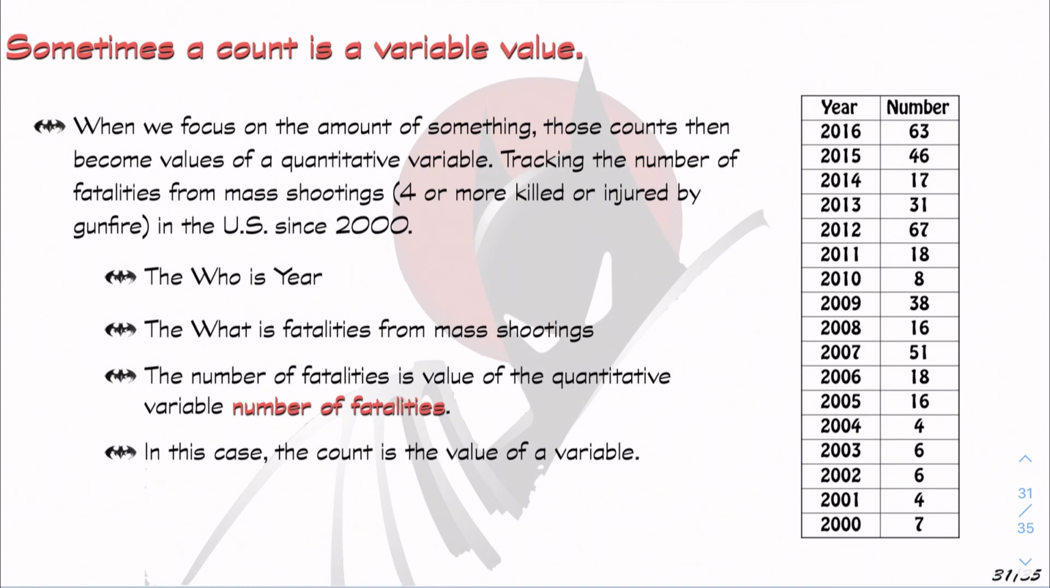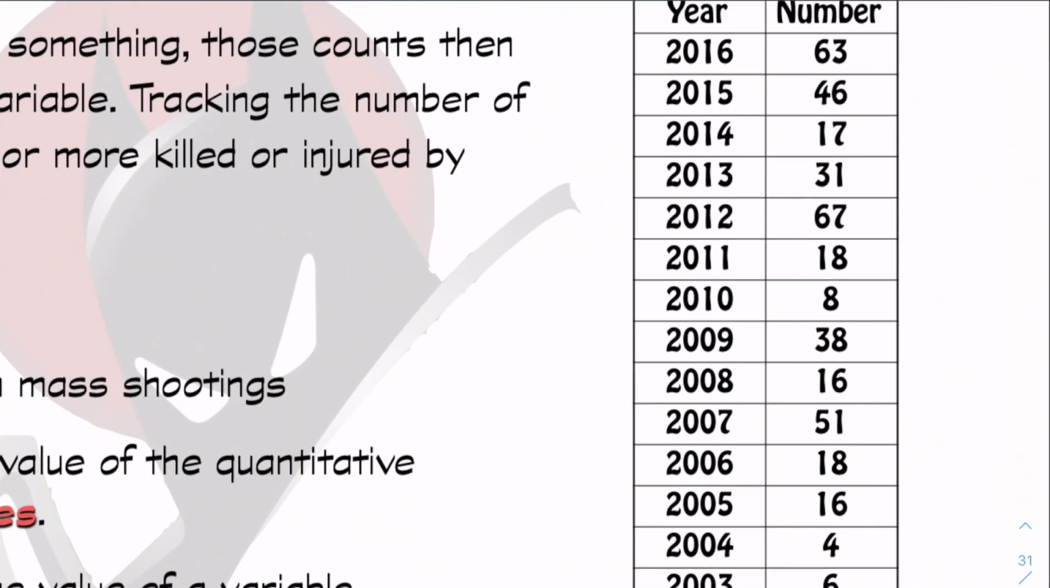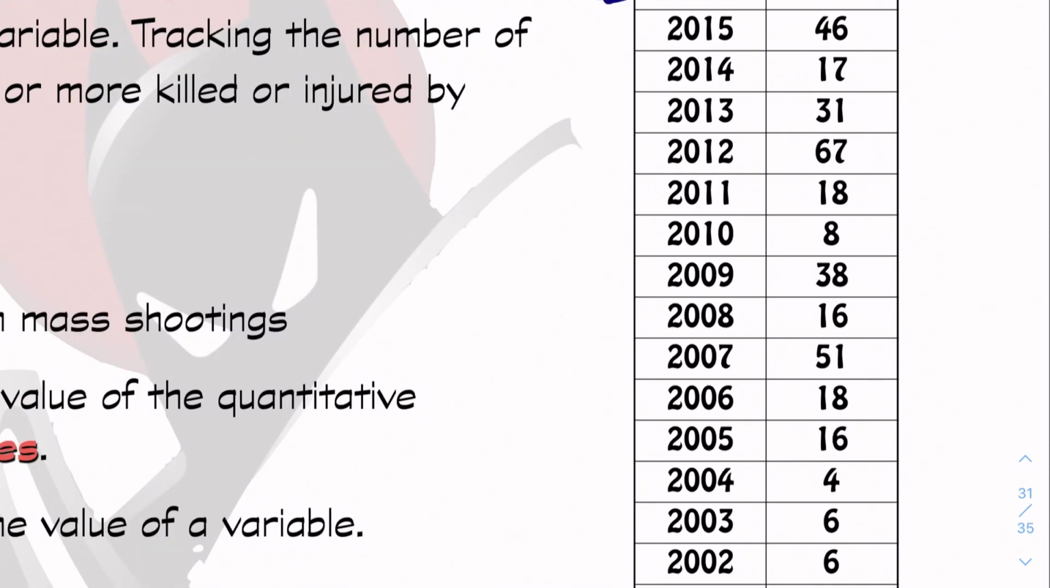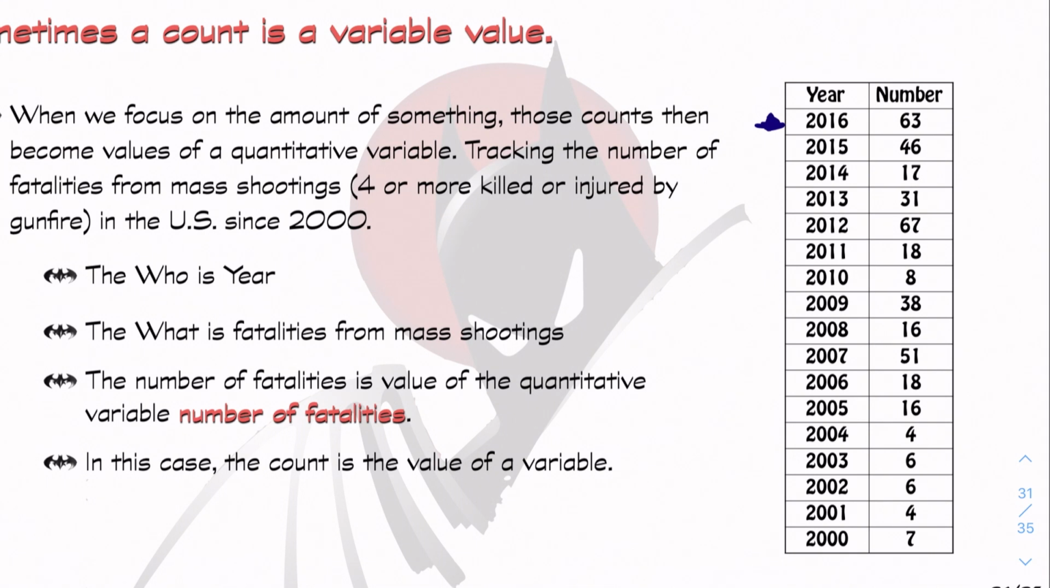4 more slides. Sometimes a count is a variable value. When we focus on the amount of something, those counts then become values of a quantitative variable. Tracking the number of fatalities from mass shootings, which is unfortunately categorized as 4 or more killed or injured by gunfire in the US since 2000. If we look at this table here, the who is the year.